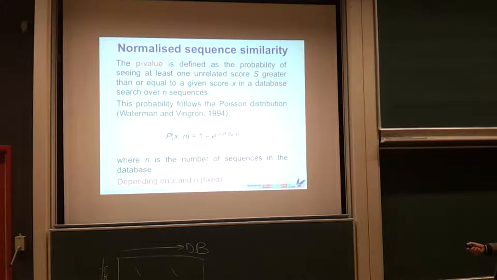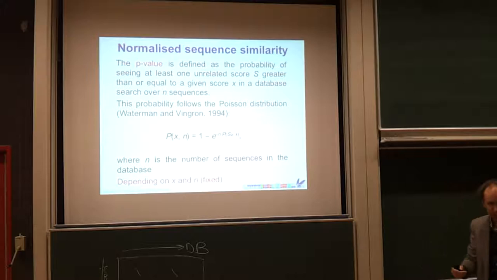So how would you define a p-value in this business? It's the probability of seeing at least one or more scores S. You have a query sequence, compare it to a given database sequence, you get a score X, and now you ask, will I get by chance at least one score against another, unrelated sequence that scores at least the same? That would be bad news. If you have too many of those, clearly the significance of that score goes down. And that is what you use.